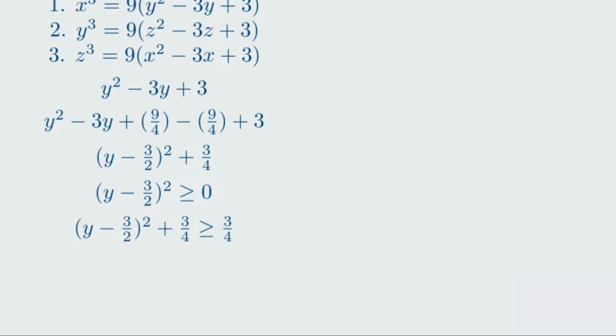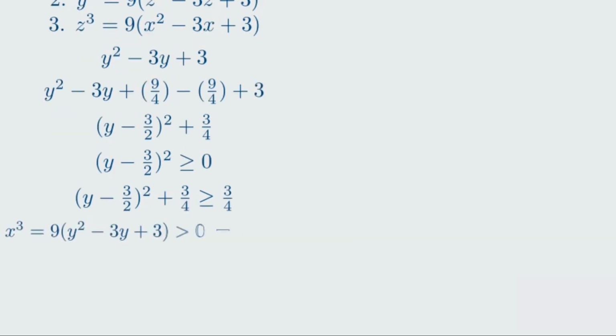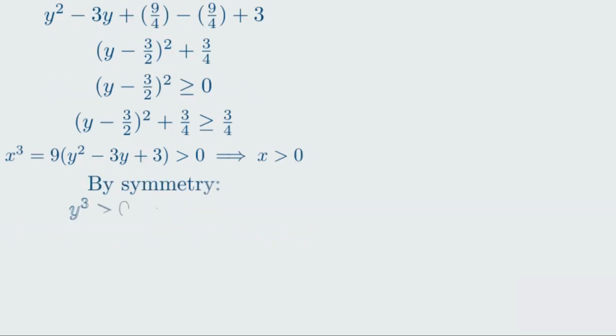What does this mean for our system? Let's substitute this back. We now know that x cubed is equal to 9 times this positive expression. This forces x cubed to be a positive number. And if x cubed is positive, x itself must be positive. Because the system is cyclic, this logic applies to all variables. By the exact same reasoning, completing the square for z and x, we find that y cubed must be positive, so y is positive, and z cubed must be positive.